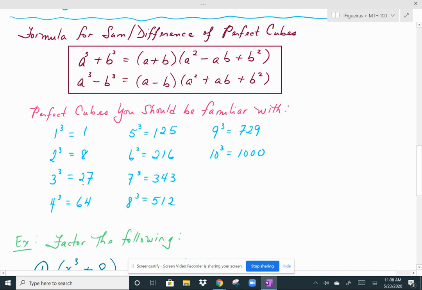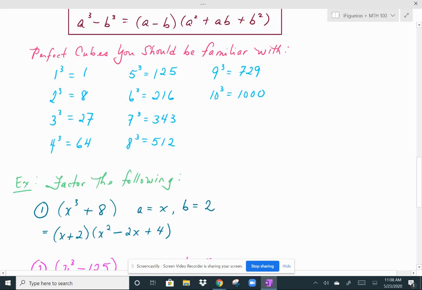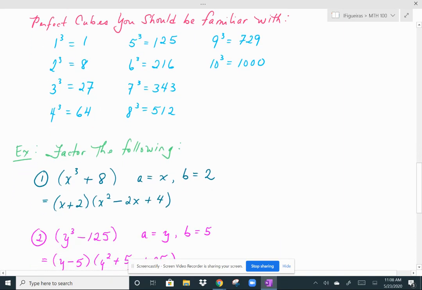So 1 is a perfect cube, 8 is a perfect cube because 2 to the third power is 8, 27, 64, 125, 216, 343, 512, 729, and 1,000. There's infinitely many of these, but these would most likely be the most common numbers you would see on your homework or on a test. So you want to be familiar with them. Writing things down and saying them out loud is a good way to help you memorize things.